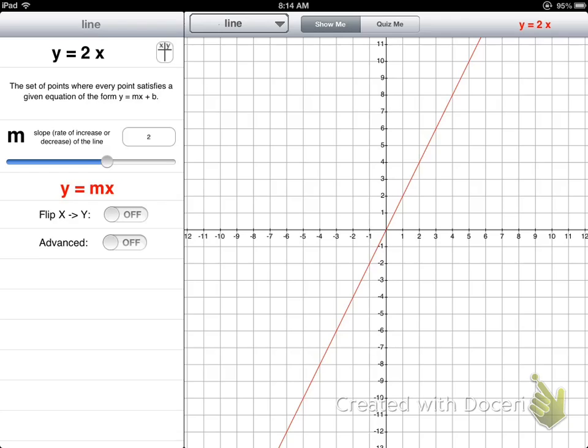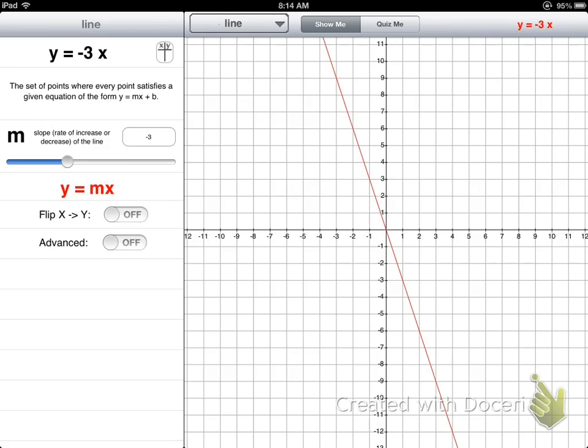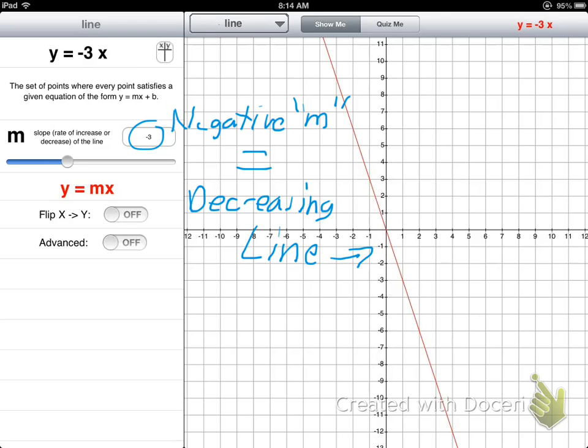If you'll notice, here we have the equation of a line. It says y equals 2x, and it says that my m value is 2. Notice 2 is a positive number. If you look at the line on the graph, I have an increasing line. My x is getting bigger and my y is getting bigger. So since it's a positive 2, I have a positive increasing line. In this example, my m is a negative 3. My m is a negative number, so we have a decreasing line shown on the graph.